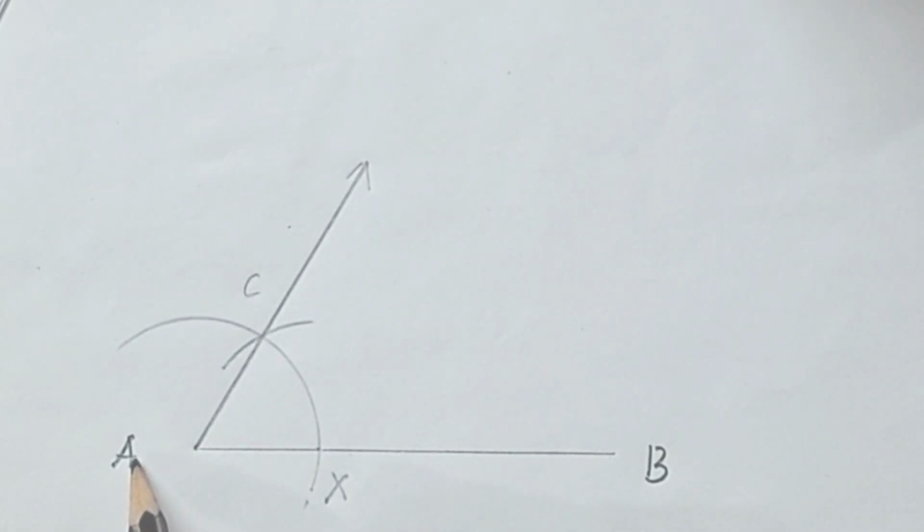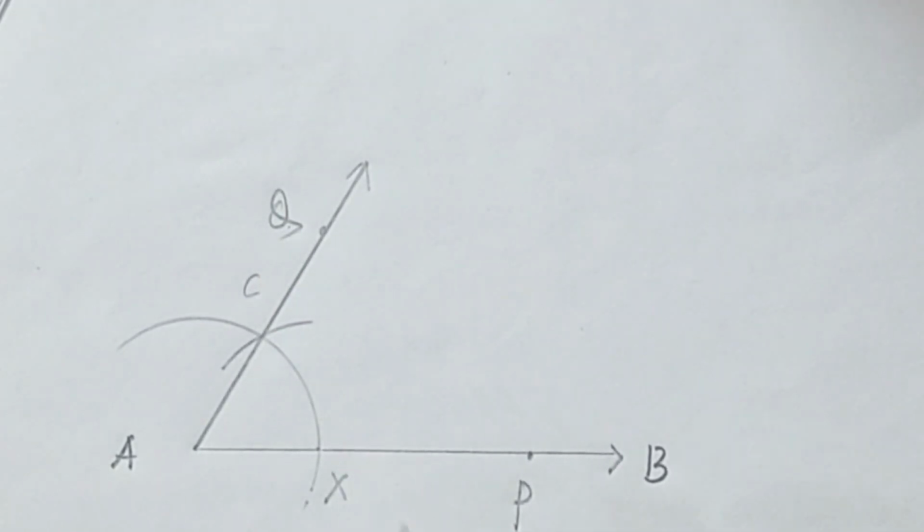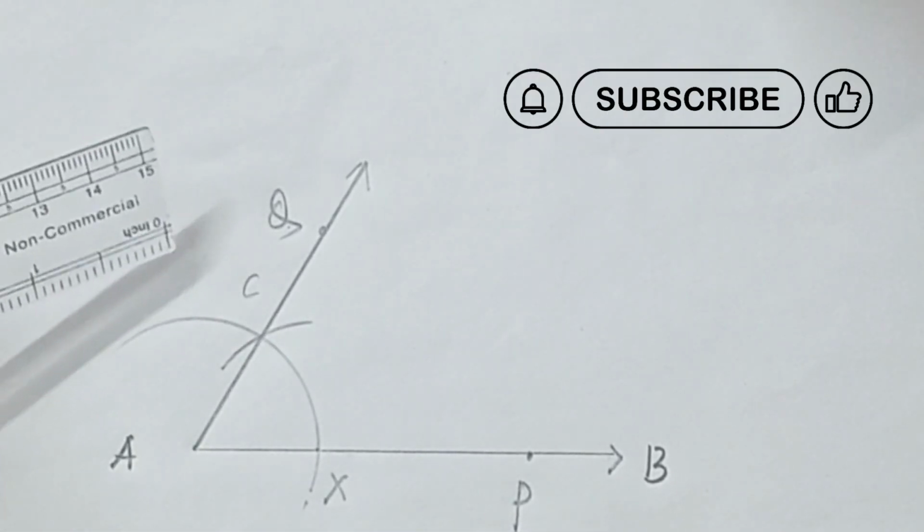Similarly, take an arrow in the direction of AB and take another point P, and here another point is Q. Therefore, finally, we get an angle QAP, whose measure will be 60 degrees. And I already discussed in previous classes how to draw a 60 degree angle using a pencil, compass, and ruler.